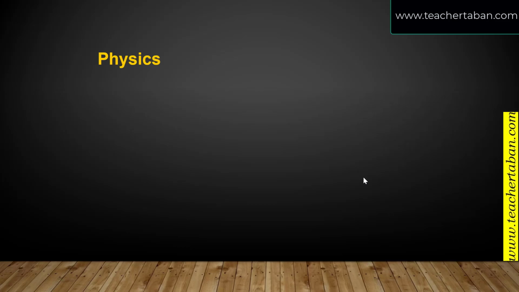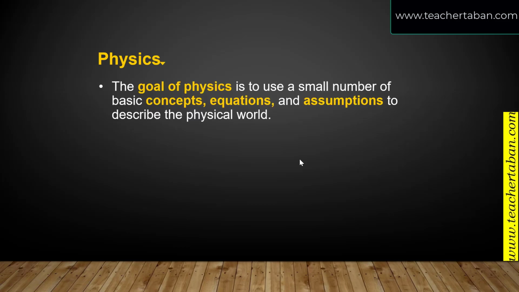Before we look at the branches of physics, let's begin by looking at the goal of physics in life. So what is the goal of physics? The goal of physics is to use a small number of basic concepts, equations, and assumptions to describe the physical world around us.